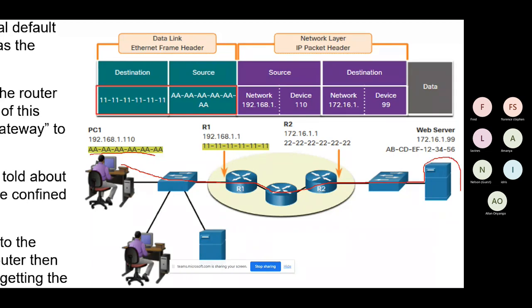This is the destination of the message, all right? And the server has an IP of 172.16.1.99. Clearly, they're on different networks, because this is 192.168.1 and this is 172.16.1. Now, this PC will craft the frame, actually the packet first, and the packet will have a source IP of 192.168.1.110, and the destination IP for the server is 172.16.1.99. The source MAC address is for the PC, but the destination MAC address, that's where the problem is now.